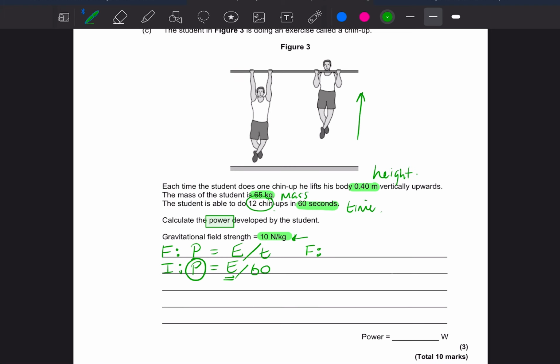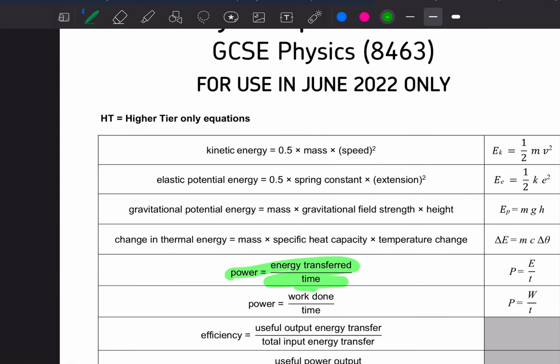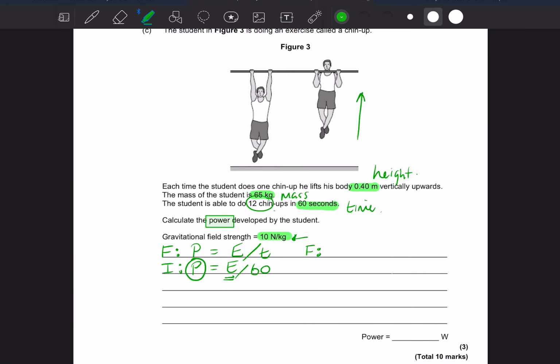Now, I've hinted at it. It's the one that's got gravitational field strength. We've got a height. We've got a mass. Let's go to our data sheet. Really common equation, this one. All right, I'll get the highlighter again. Gravitational potential energy is mass times gravitational field strength times height. That's what we're going to use. EP equals mg h. So EP equals mass times gravitational field strength times our height.